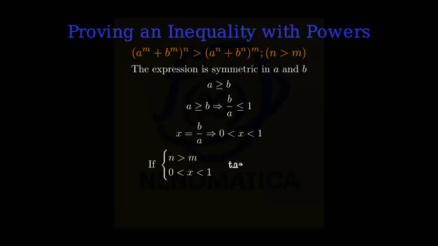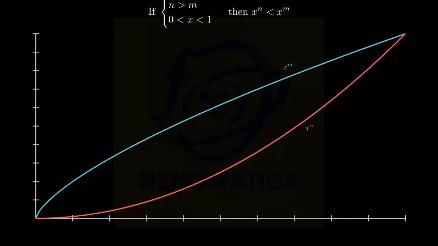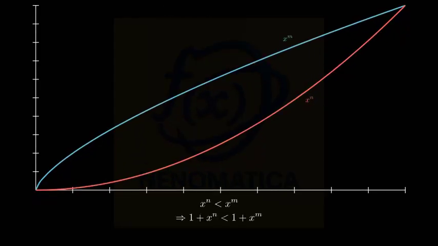Now comes a key insight. If we have n greater than m and x between 0 and 1, then x to the power n is less than x to the power m. From x^n less than x^m, we can add 1 to both sides to get 1 plus x^n is less than 1 plus x^m.